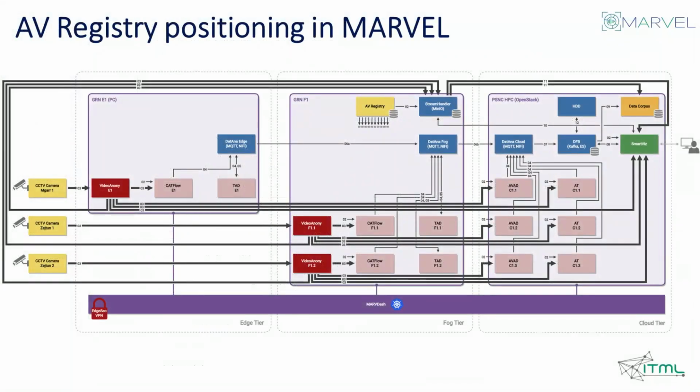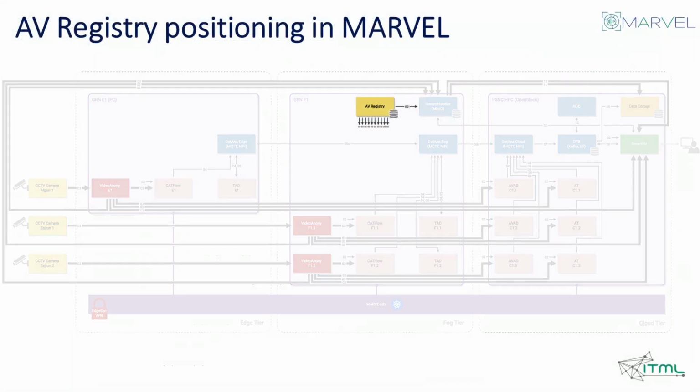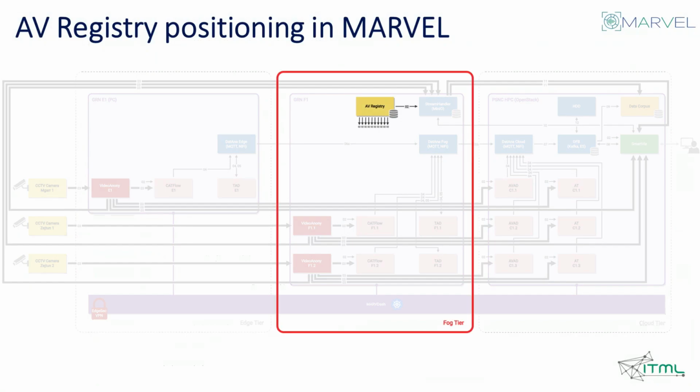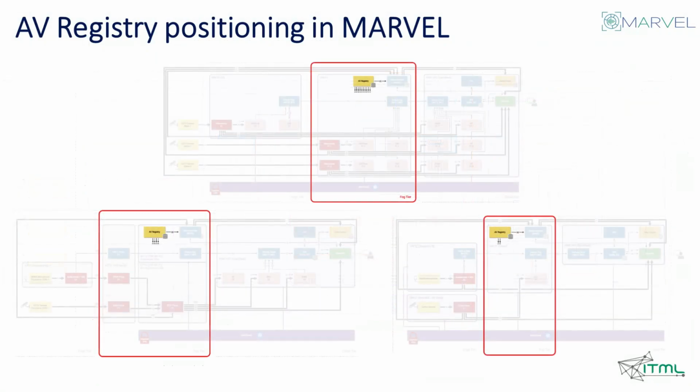Within the Marvel Edge Fog Cloud architecture, AV Registry is positioned at the fog layer, as it is meant to store AV sources associated with a specific geographic region. Therefore, a different instance of AV Registry is deployed at the fog layer infrastructure of each pilot site.